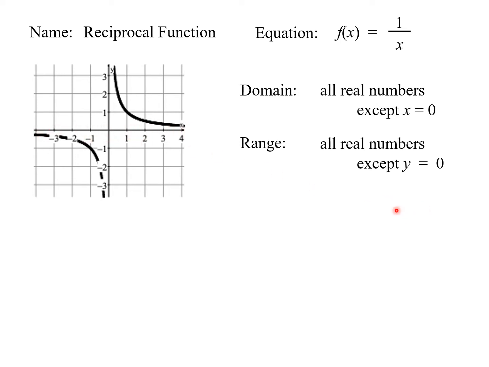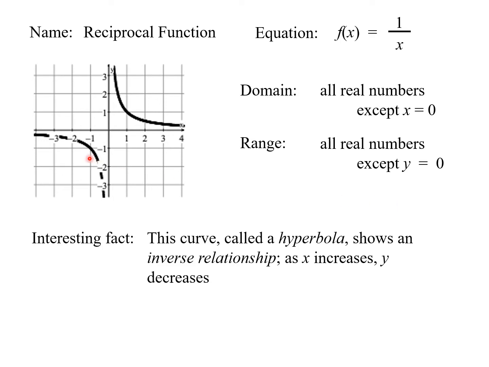An interesting fact about this one, this curve is called a hyperbola. And it shows what's called an inverse relationship. This also shows up in nature. Generally, as x increases, y decreases, but more strongly than that, when x is doubled, y is halved. That's a rather rigid relationship that shows up in science.